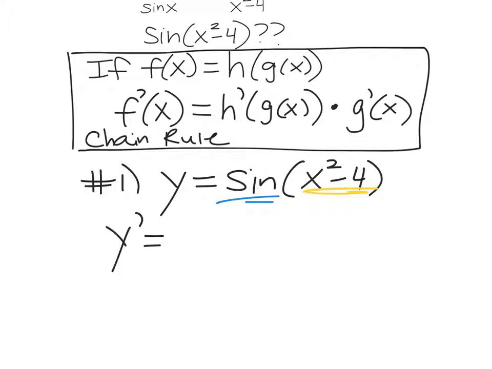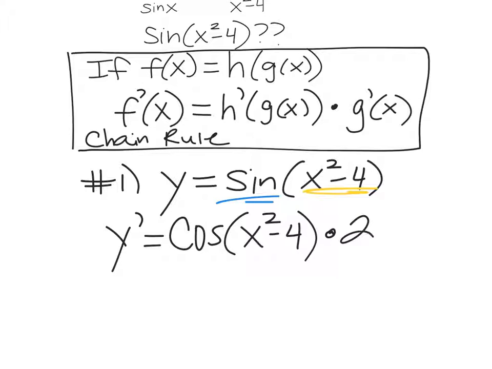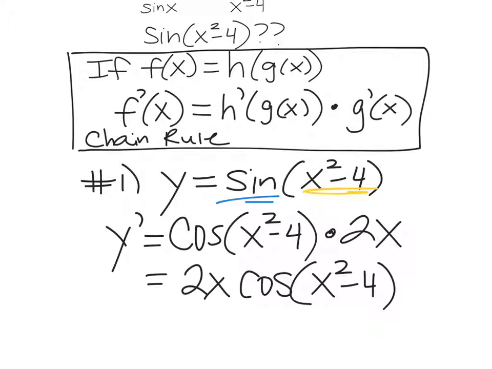All right, so this is what you do. You take the derivative of the outside function. So what's the derivative of sine? Cosine. And then you leave the inside alone. You don't change the inside at all. You're taking one derivative at a time here. Take the derivative of the outside, leaving the inside alone, and then you multiply by the derivative of the inner function, which is 2x, and that's it. Usually you put 2x on the front: 2x cosine of x squared minus 4, and that would be your answer. All right, let me show you.